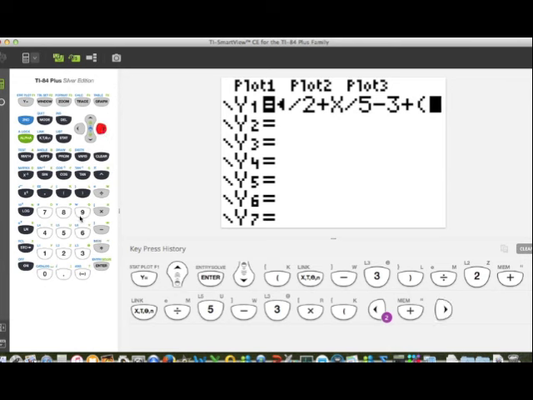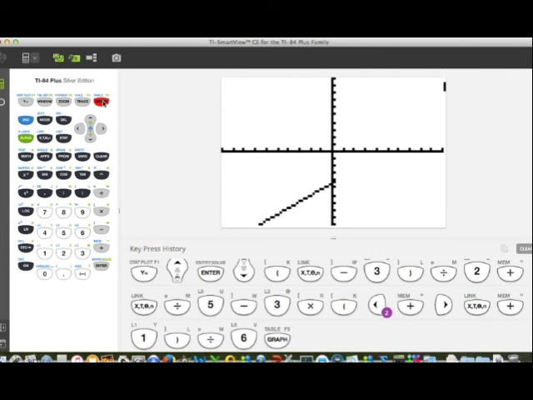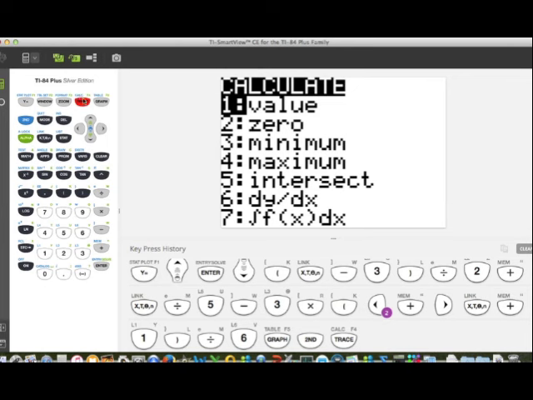We have more than one term in the numerator, so make it x plus 1, close the parentheses for the numerator, divided by 6. And we'll graph this. We have the standard window. We're using the x-intercept method, so do second, trace, which is calc.